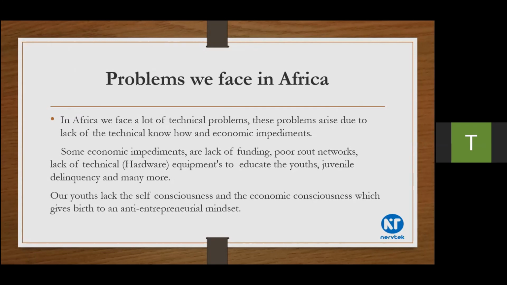How do we locate problems and how do we provide suitable solutions? We need an entrepreneurial mindset to identify problems and solve them. And the only way we can do that is to be conscious of our economy.